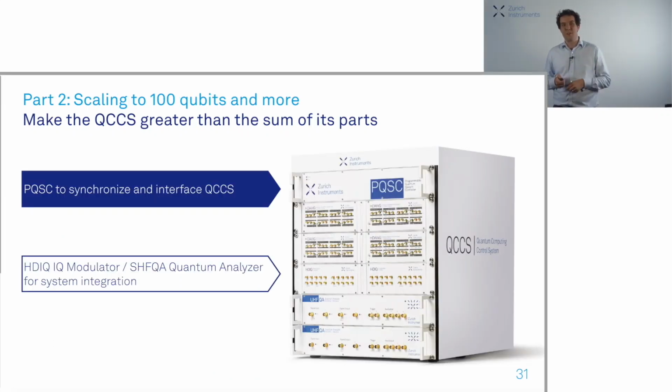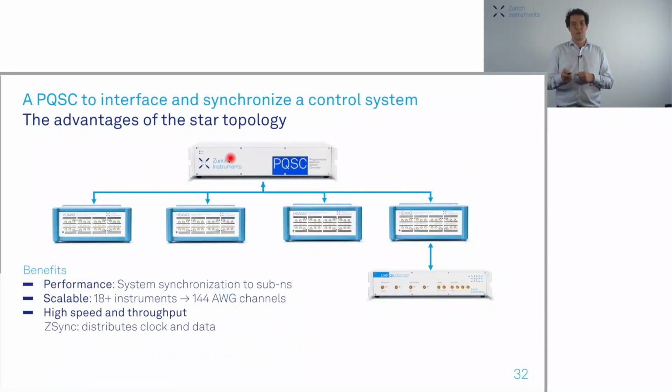Good, so I hope I could convince you now that we are really on the right track to be able to scale our system to be able to control hundreds of qubits by strongly reducing system complexity and maximal integration into a single instrument. So let's focus now on the remaining task. How do we combine all the instruments into one system? For this, we choose a central controller, the programmable quantum system controller, and we choose it in a star topology. And why we choose this configuration?